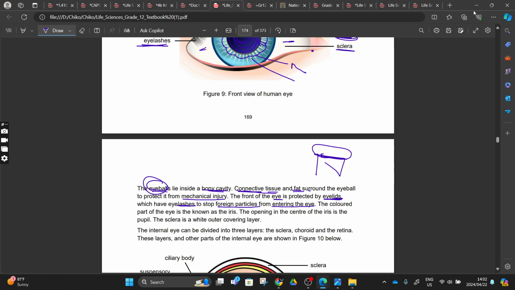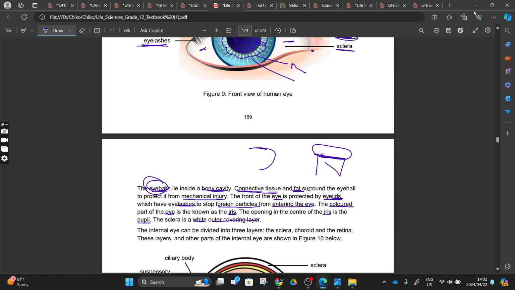So we have many things that are protecting our human eye. It's not only the eyelid. The colored part of an eye is known as the iris. We've been talking about this word for a long time. The iris is the colored part of an eye, right? The opening in the center of the iris is the pupil. You know about this by this time. And the sclera is the white outer covering layer. So our eye, we know these three parts.